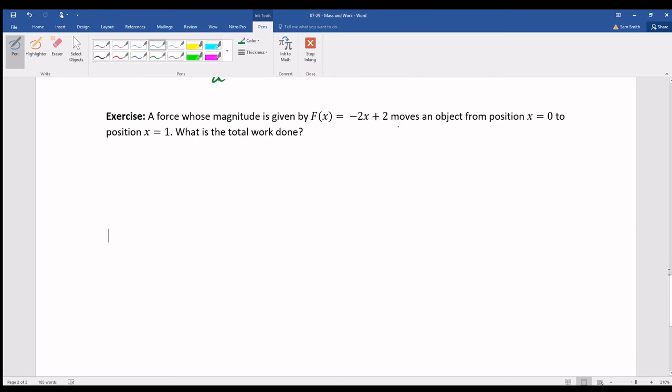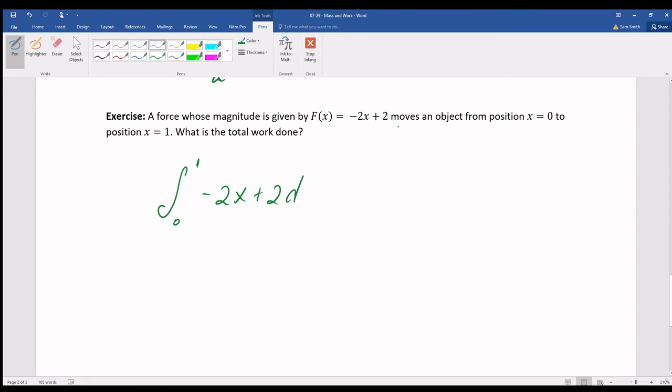Let's consider a force whose magnitude is given by f of x equals negative 2x plus 2, moving an object from position x equals 0 to position x equals 1. In that case, what is the total work done? Now, all I have to do is integrate this force function from the initial position to the final position.